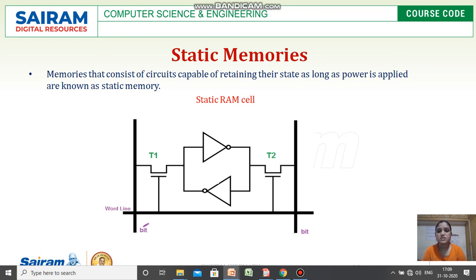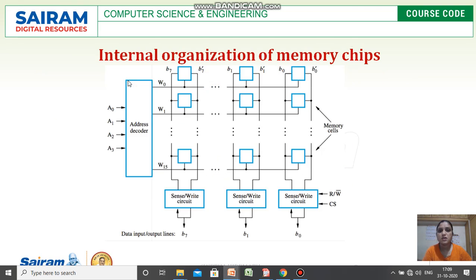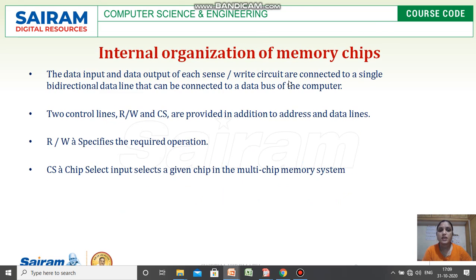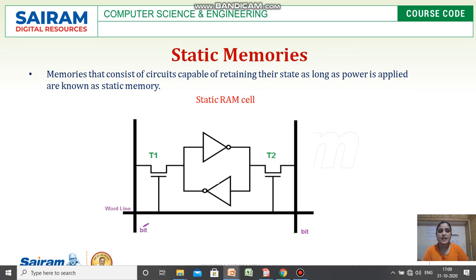So once we are clear with the RAM memories, so next we will have the internal organization of the semiconductor RAM memories. So there are two types of RAM memories. One is static memories and the other one is the dynamic memory. So we'll be seeing both. So static memories first we will see.